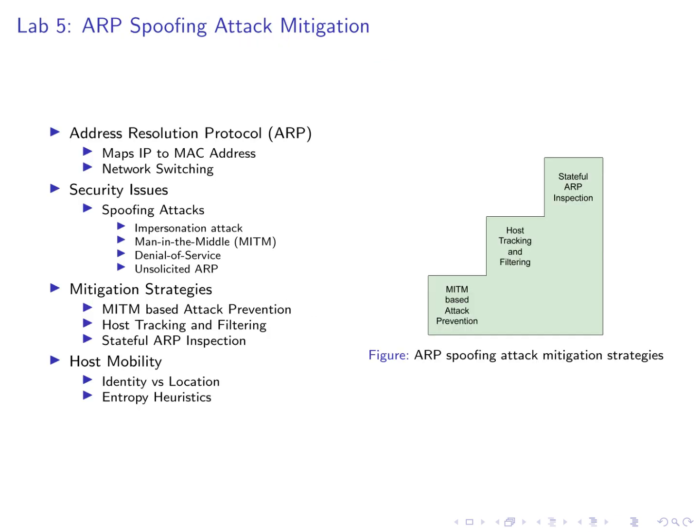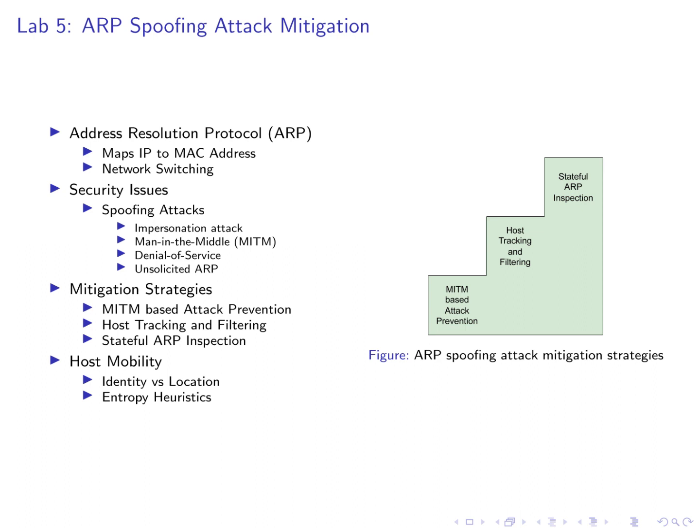Now, coming to Lab 5, ARP Spoofing Attack Mitigation. Address Resolution Protocol, or ARP, is widely used for producing a mapping between IP and MAC addresses in network switching domain. However, it is known to be vulnerable to a range of spoofing attacks such as cache poisoning attacks, leading to man-in-the-middle or simply impersonation, or even a form of denial of service attack.